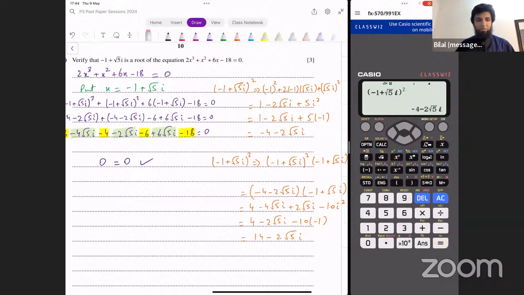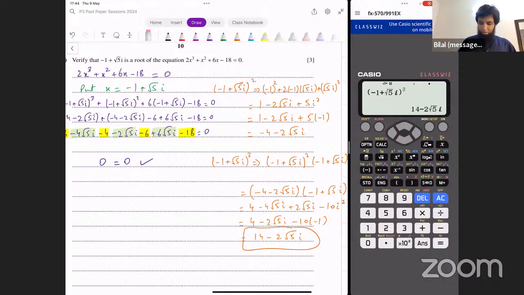Minus 4 minus 2 under root 5 iota. That's the result that you get from this. Okay. So you can see your square calculation is correct here. Similarly, you can do cube here. You see you get 14 minus 2 under root 5 iota. Your cube calculation is also correct here.